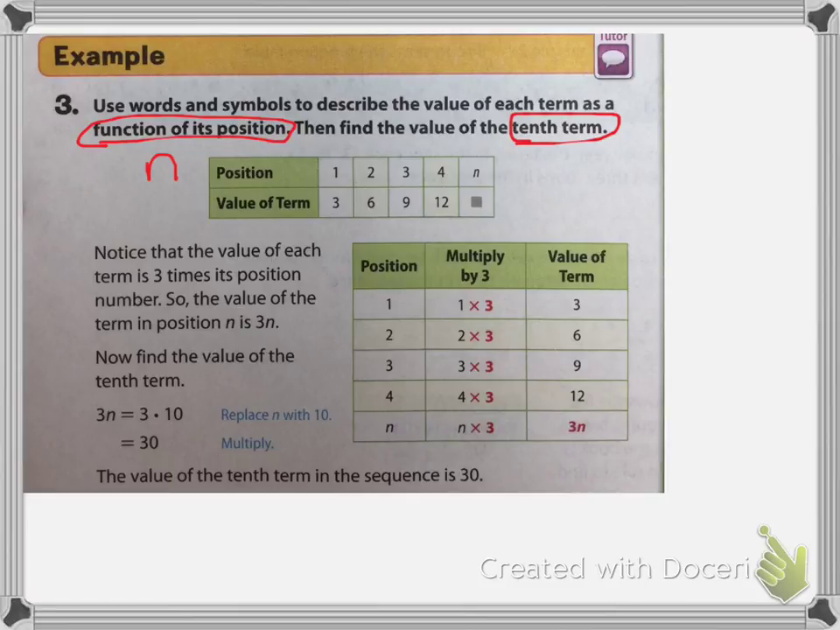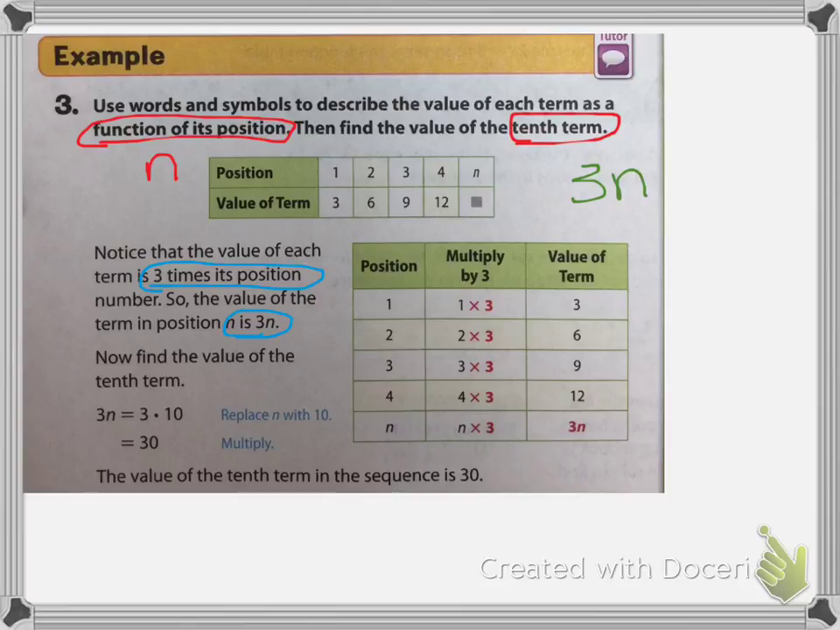Now, first, let's go back to what we just learned about finding the pattern. It says, notice the value of each term is 3 times its position. So meaning 1 times 3 is 3, 2 times 3 is 6, 3 times 3 is 9, 4 times 3 is 12, and so on. So the value of the term in position n is 3n. So that's really important what they just told you, because basically that's the function, 3n. So you can put any number in for n to find out what the value of the term is in that position.